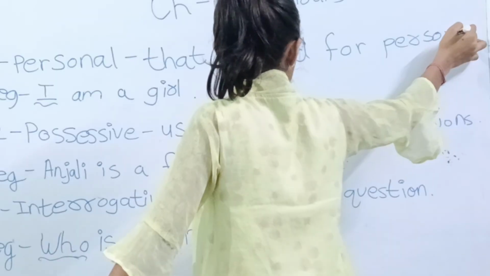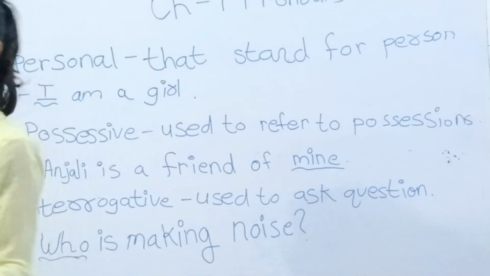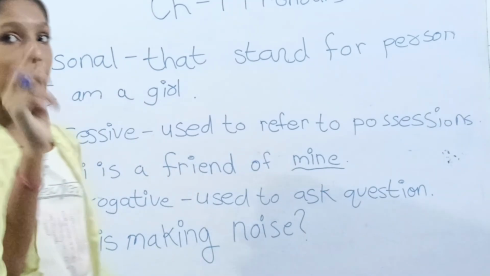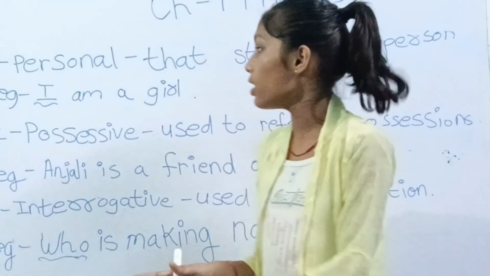This is okay, don't get confused. So an example is: I am a girl. So I is referring to a person. It's a girl. It's referring to a girl.